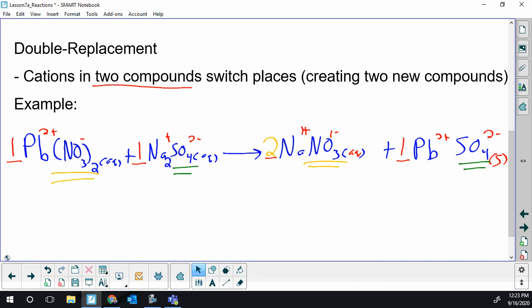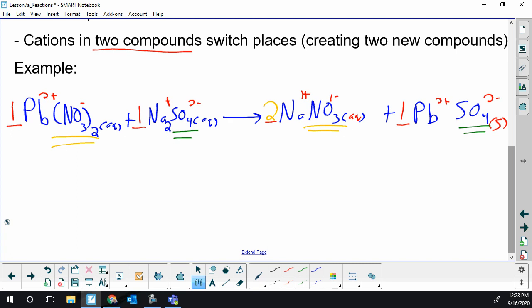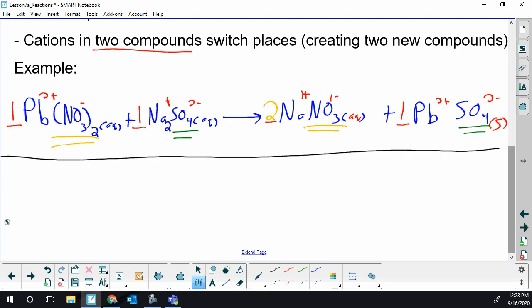Now, some of the Science 10 teachers will do neutralization separate, okay? An acid plus a base. I like to combine it right in with double replacement, okay? Neutralization, acid plus base, okay? Because students shouldn't think of an acid and a base as a different reaction type. It's called neutralization, but it's just a double replacement.